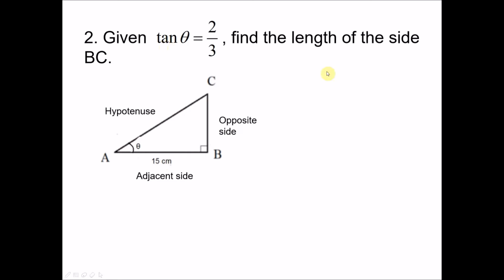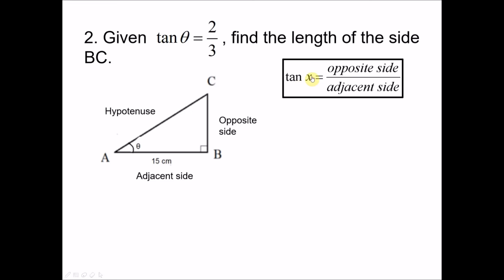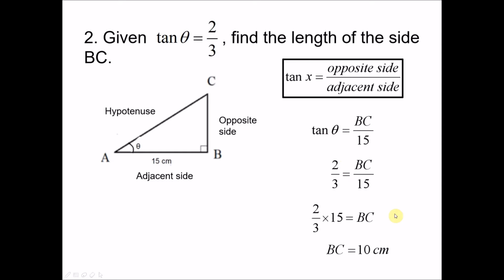Okay, so tangent theta is given, so we use tangent x. So x here is the theta here, the reference angle, and tangent equals opposite side over adjacent side. Opposite side is BC. Adjacent side is AB, or 15 centimeters. So tangent theta equals opposite side BC over adjacent side 15. And given tangent theta equals 2 over 3, we can rewrite this as 2 over 3 equals BC over 15. We move 15 here, we get 2 over 3 times 15. And we can find the value of BC, which equals 10 centimeters.